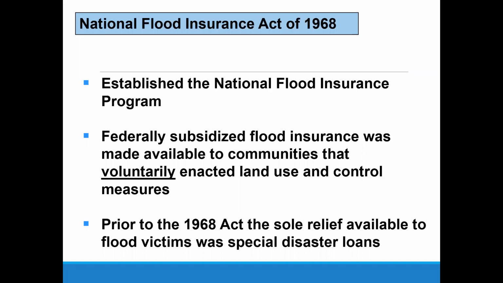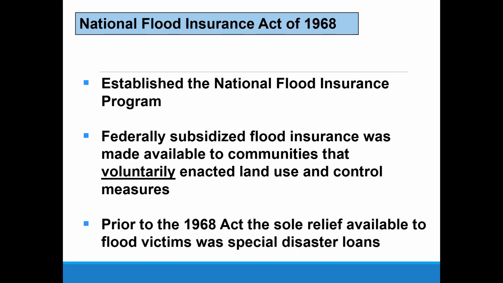Prior to 1968, all we had was disaster relief. We had special disaster loans that were available to people, and that wasn't a sustainable program. We have to put something back into the system. At that time, the Housing and Urban Development Department was the one administering the program, and then afterwards they moved it to FEMA to administer the NFIP. So we are under FEMA currently.